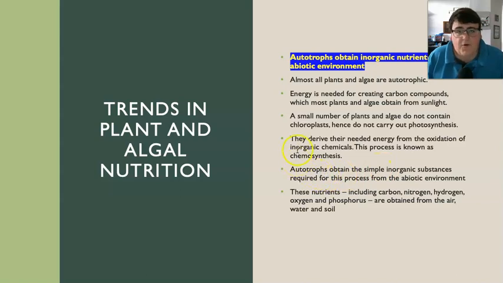Okay. Autotrophs in general will obtain the inorganic substances that they're using to make organic substances from their abiotic environment. Now, abiotic environment just means non-living environment. Okay. When we're talking about nutrients, we're talking about carbon, nitrogen, hydrogen, oxygen, and phosphorus. These are all obtained from the air, water, and soil. All of these are very simple inorganic substances.